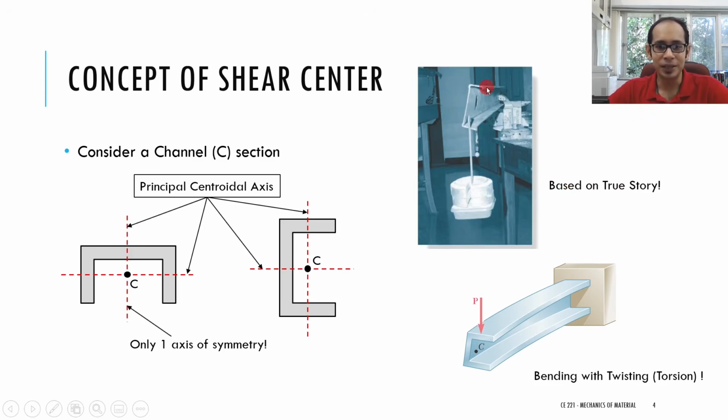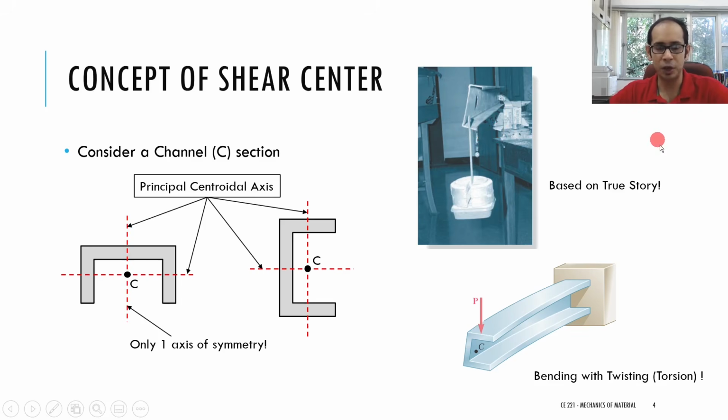You see here, this channel section that you have was fixed at one end over here, and this load, this line of action of the load, passes through the centroid. So this C over here, originally the line of action passes through the centroid. Now when this has bent, along with the bending, it has had a certain amount of twisting also. You will do this experiment in your solid mechanics lab as well. There you can see that this kind of phenomenon exists.